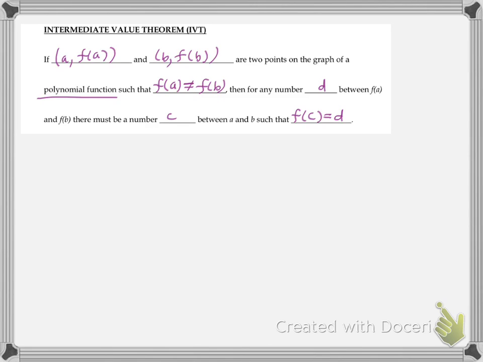Keep in mind here what's our domain, what's our inputs, and what's our outputs. Our input is c, right? Because remember, that's our input there. And our output is d, right?